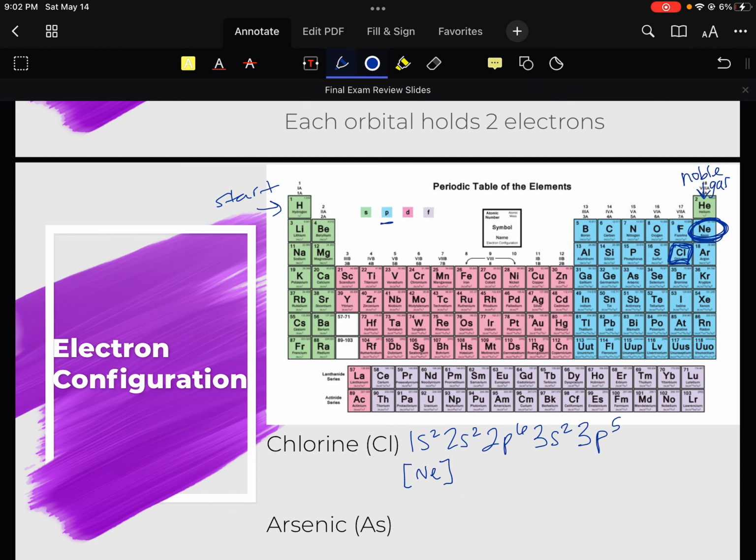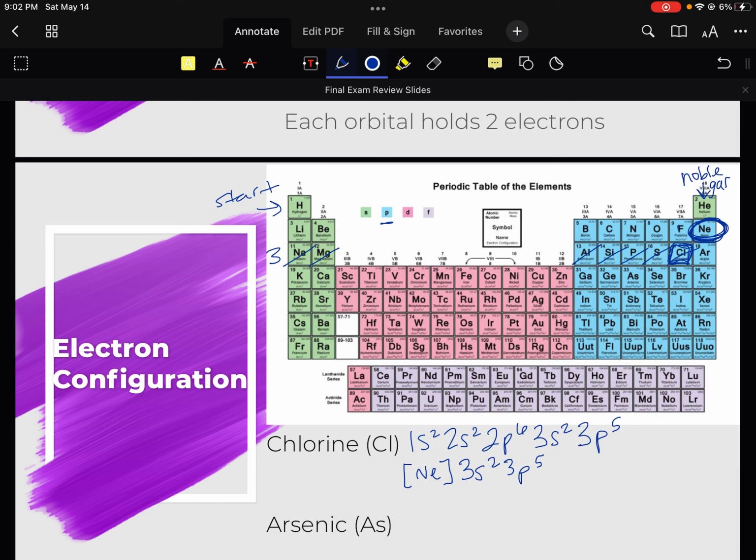So I'm writing neon, and then now I just go down to my next row. So I'm at 3, and then I just keep going. 3s2, and then I go over to 3p, 1, 2, 3, 4, 5. So 3p5. This is just giving us a shortcut, a new starting point. Instead of starting at the very beginning, we're just going to start one row up and all the way at the end, at our noble gas.